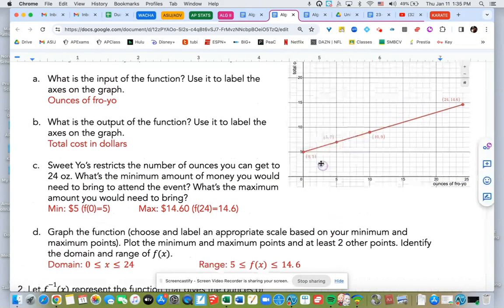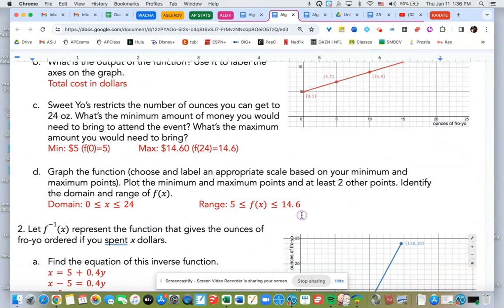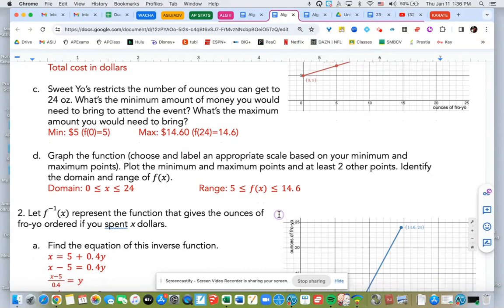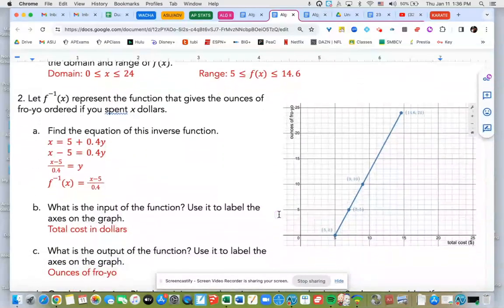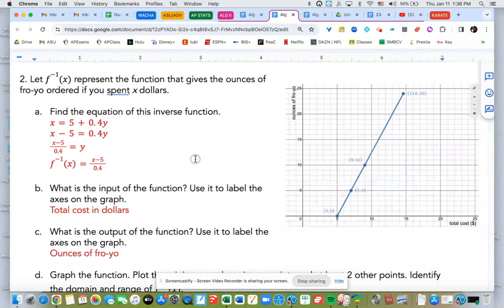Okay, range. Well, remember $5 to get in, and then the maximum I paid was $14.60. So if I maximize my frozen yogurt, I'll be up here at $14.60, which is the maximum. All right, so my range goes from 5 to 14.6. Notice how they're using f of x. That's kind of the dollars, right? That was your output. That's the amount of money. And that goes along with the 5 and the 14.6. You could put y here, and that would be acceptable. But f of x is just a little nicer.